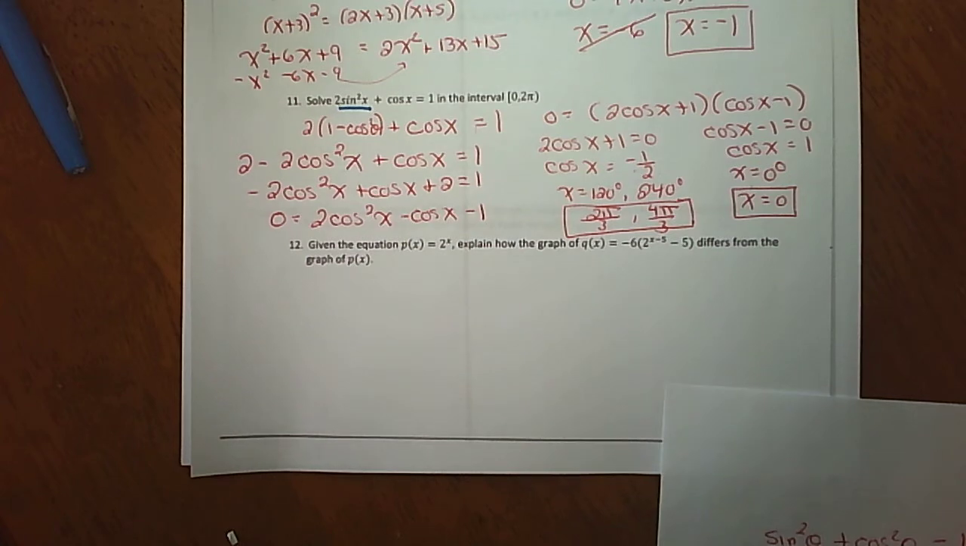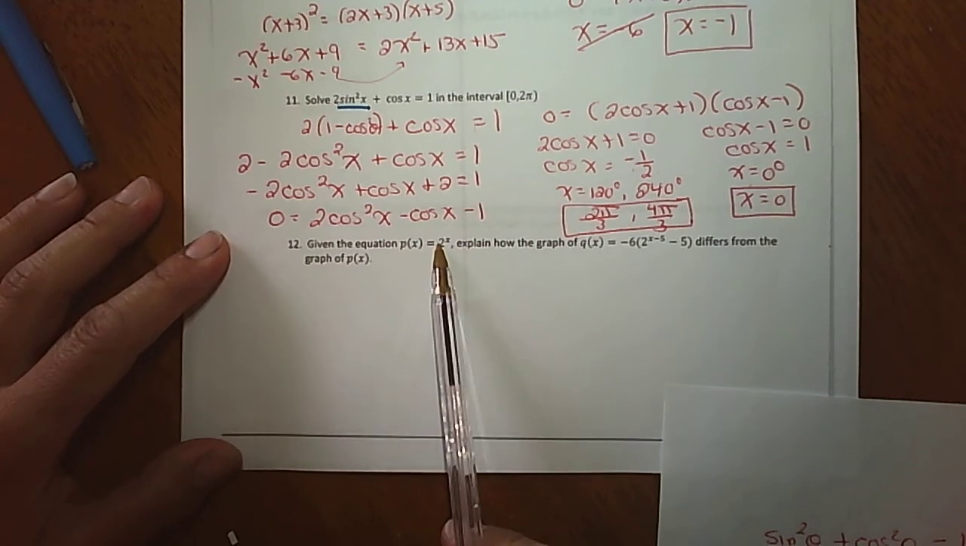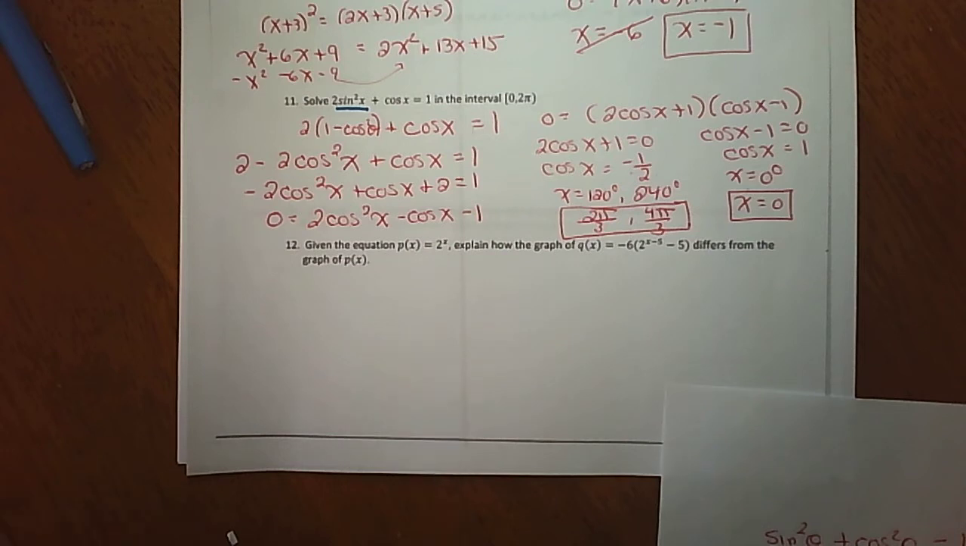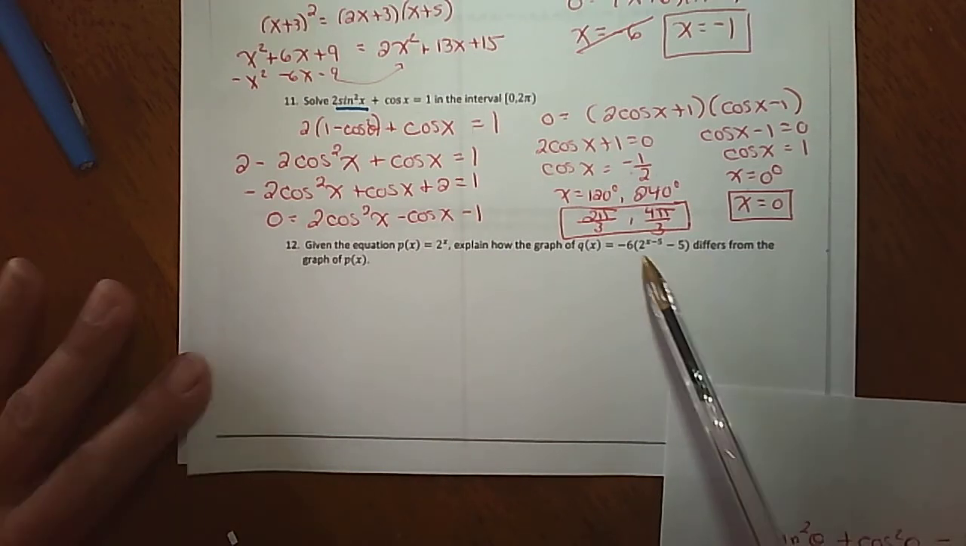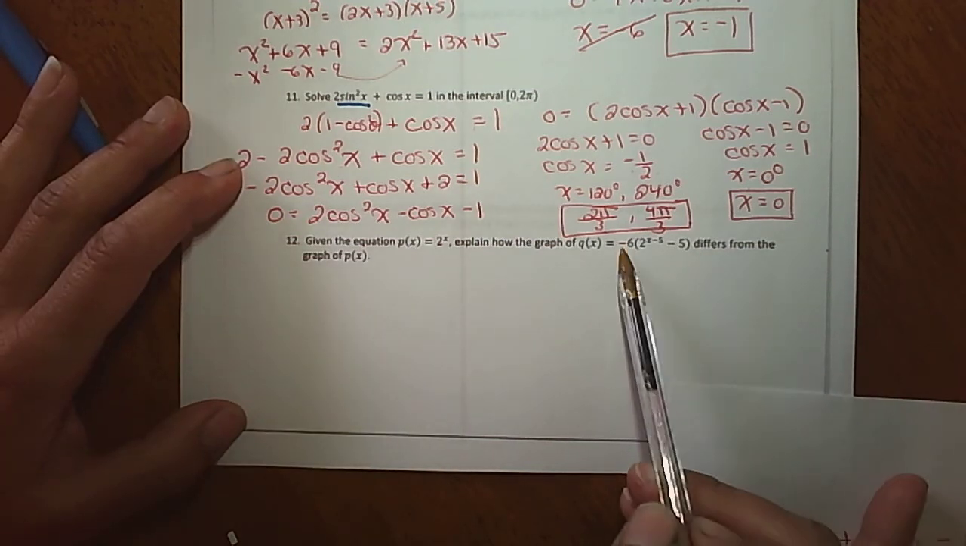All right, one more question. Given the equation p of x equals 2 to the x, explain how this graph looks different. All right, guys, now anytime you want to manipulate something, you always go from left to right, and we're going to talk about what everything means. All right, now, the negative out in front.